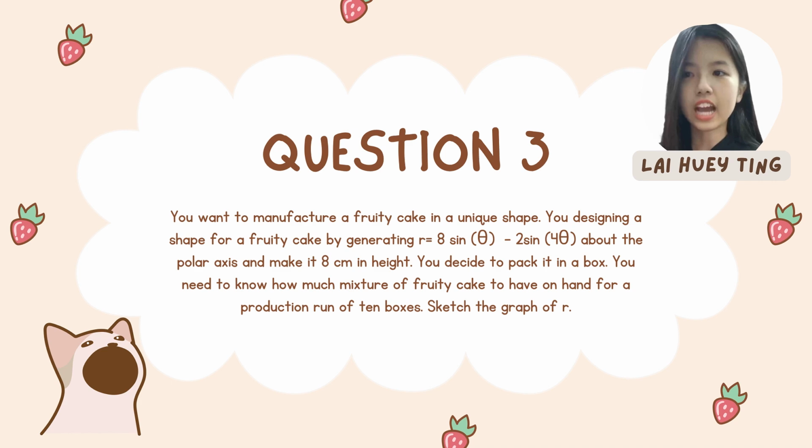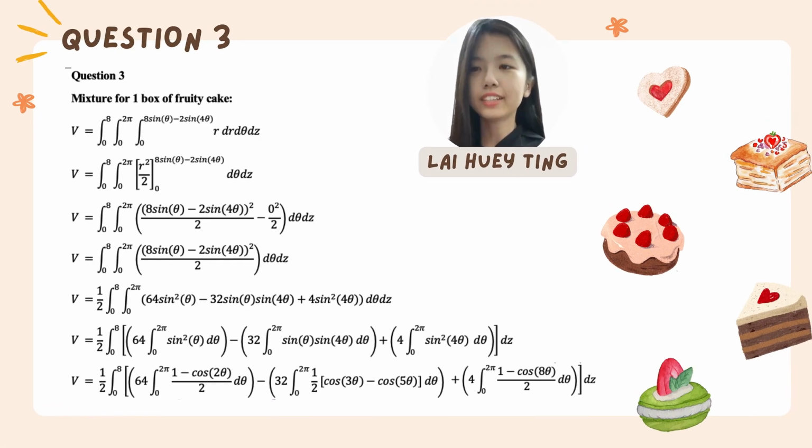For question 3, it asks us to prepare a uniquely shaped fruitcake whose shape is given by the polar coordinate equation r equals 8 sin theta minus 2 sin 4 theta. This shape is generated around the polar axis and has a height of 8 cm in the vertical direction. We need to prepare enough mixture to produce 10 boxes of fruity cakes. Therefore, we need to find the volume for one box of fruity cake first by using triple integrals in cylindrical coordinates, setting up the limits for the integral: r ranges from 0 to 8 sin theta minus 2 sin 4 theta, theta ranges from 0 to 2 pi, z ranges from 0 to 8.